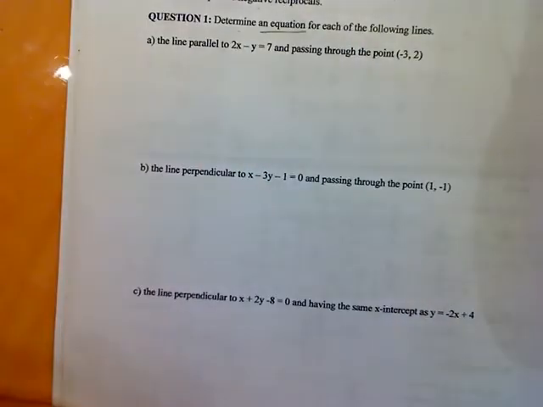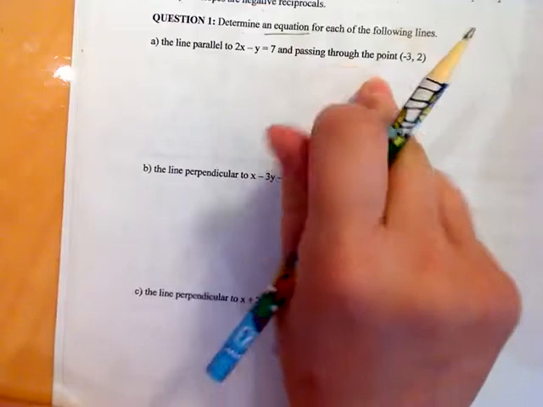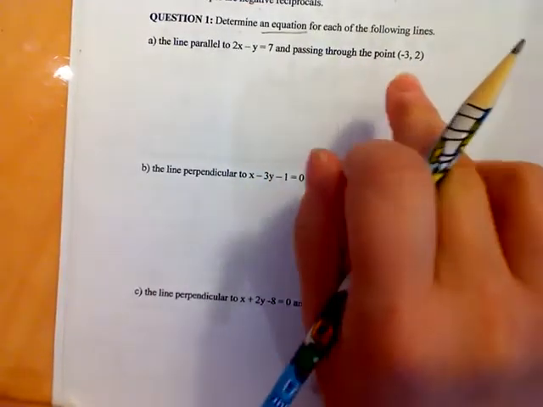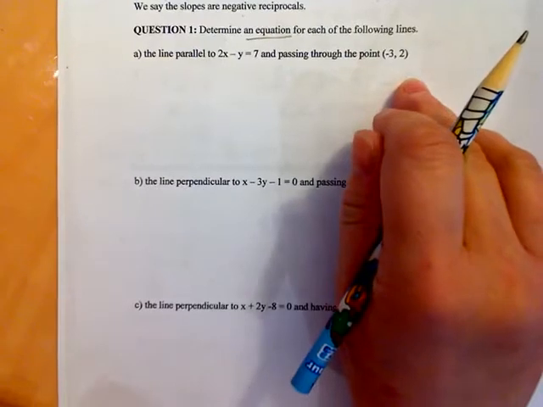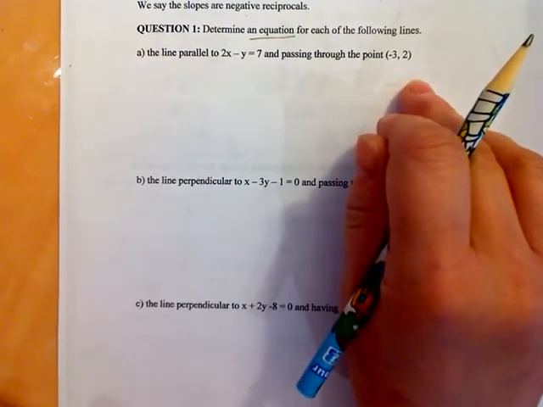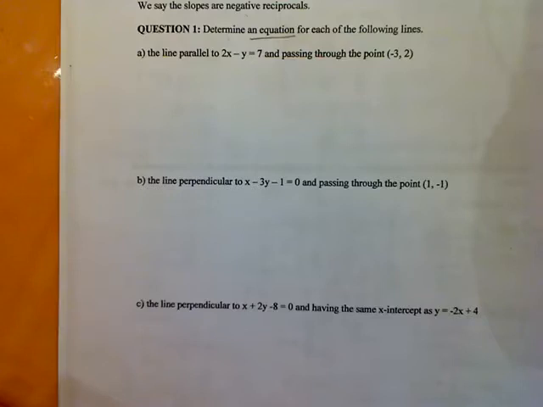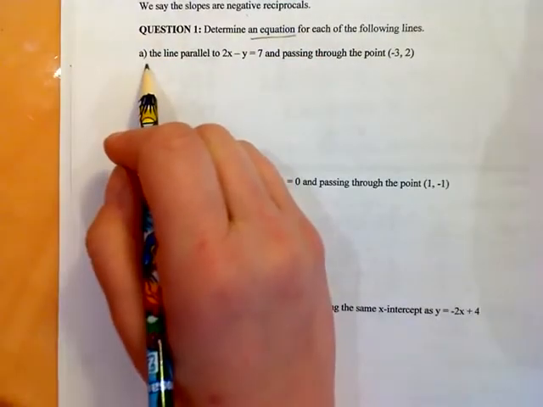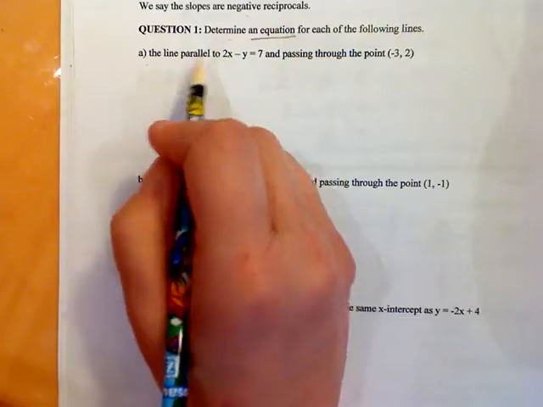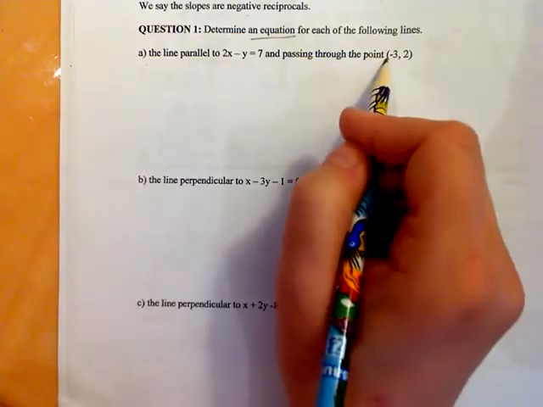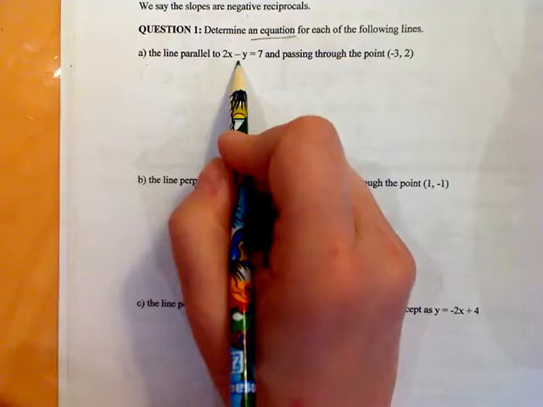So if we have a line that's parallel to this and passes through this point, remember, they're either going to give us a slope and a point, or they're going to give us enough information to find the slope and the point. So the equation of the line we're looking for here in A, the slope will be the same as this slope because the lines are parallel. And here's the given point. So we have to find out what the slope of this is.